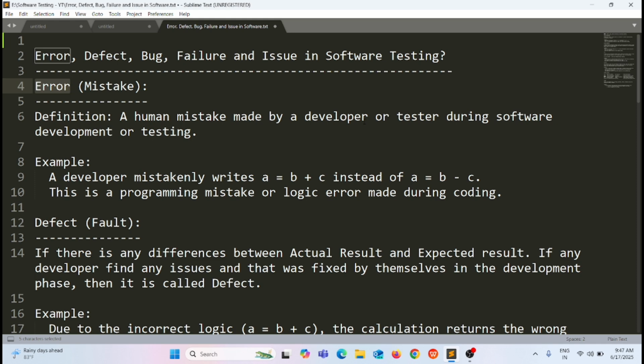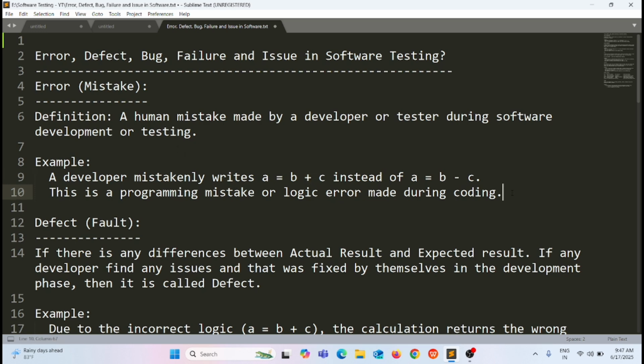Example: let's say there is one statement, a equals b plus c, and that should be the expected result. Instead of that, we have written a equals b minus c. So we have made a mistake. Here that is plus and that is minus.